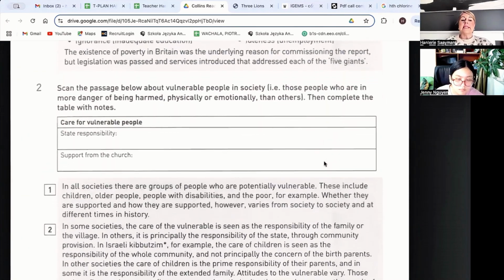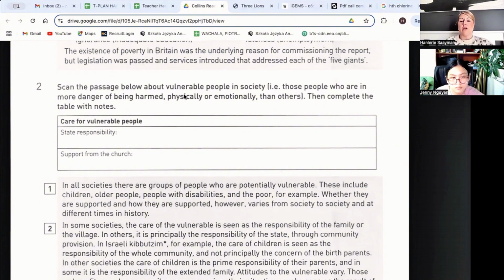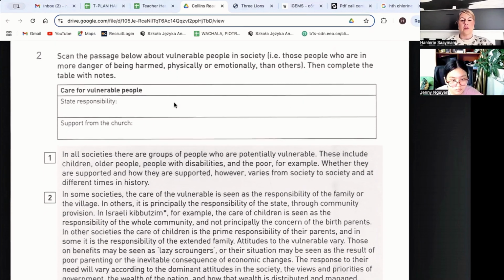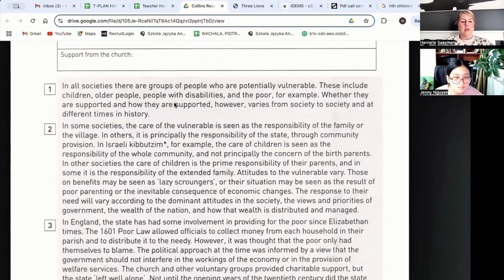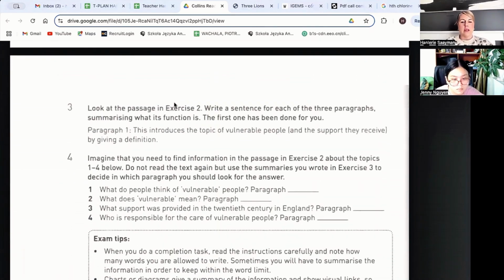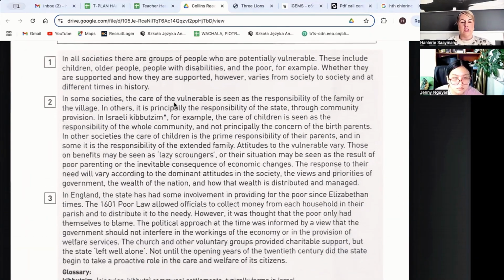Now, scan the passage below about vulnerable people in society. Those people who are in more danger of being harmed physically or emotionally than others. Then complete the table with notes. Okay? So you are going to read that for us. Okay? So number 1, 2, and 3.